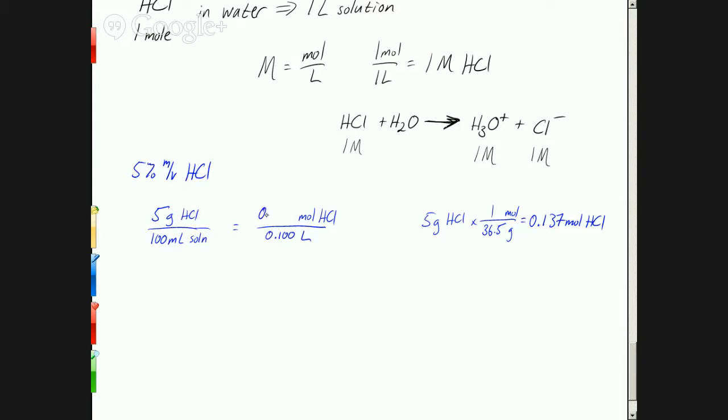So we put that over here, 0.137 moles of HCl. So 5 grams per 100 milliliters is the same as 0.137 moles of HCl over 0.1 liters. So if we divide that out, that's 1.37 moles per liter, or 1.37 molar HCl. 0.137 divided by 0.1 is 1.37. So a 5% HCl solution is the same as 1.37 molar. So that's the calculation we need to know.